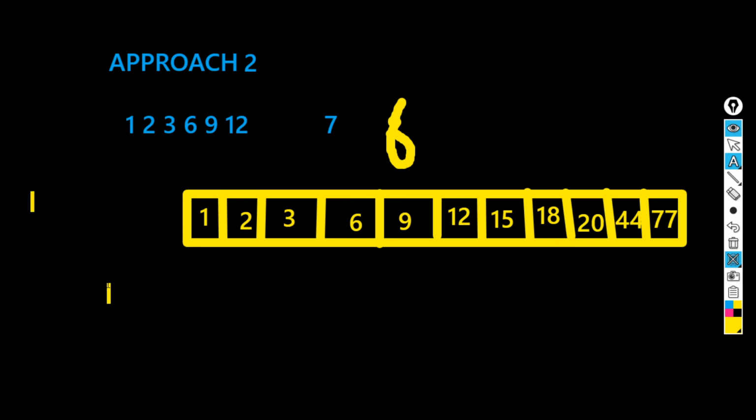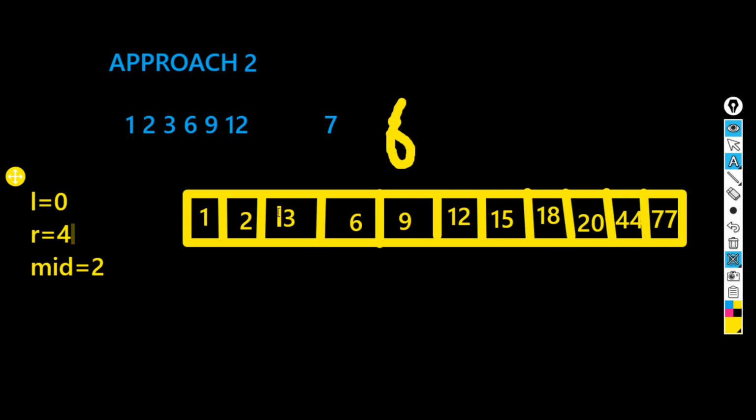Now let's check for 7 again. L will be equal to 0, R will be equal to 10, and mid will be equal to 5. Now we will check what the value is at the mid index. The value is 9, which is greater than the target value. So we will decrement R to mid minus 1, which will be 4. Now we will again find the mid. Mid will be 2. So now we will check the second index.